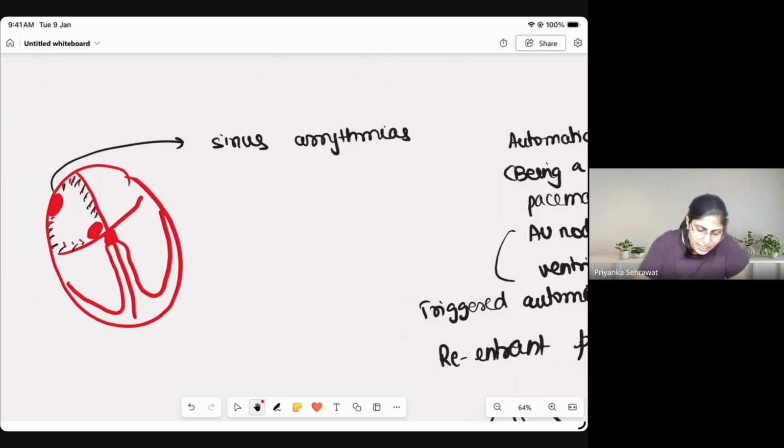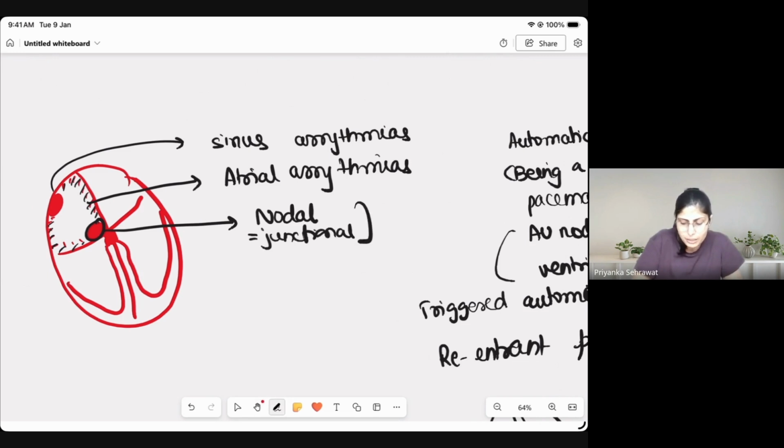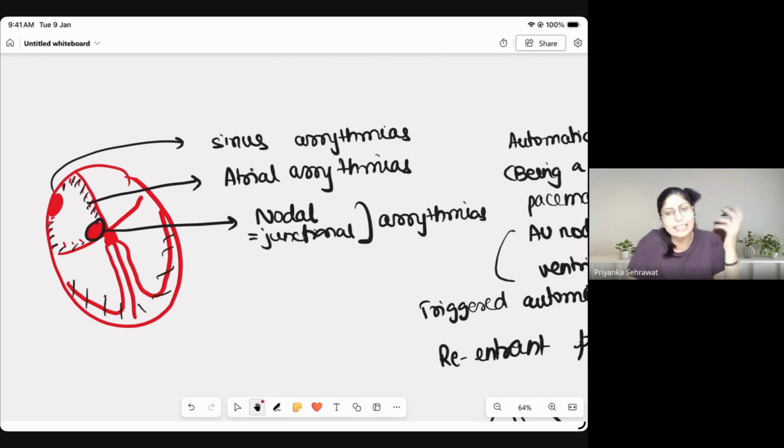Now, anything happening with the atrial muscle is known as atrial arrhythmias. Anything wrong happening with the AV node is known as nodal or junctional arrhythmias. Nodal is the term given to this node, and junctional means at the junction. The AV node lies at the junction of atria and ventricle, so nodal or junctional arrhythmias. And anything that happens because of abnormal electrical activity in the ventricle is known as ventricular arrhythmias. So we have 4 types of arrhythmias.